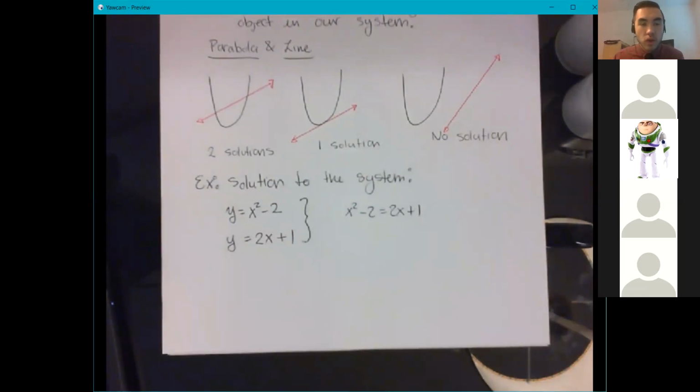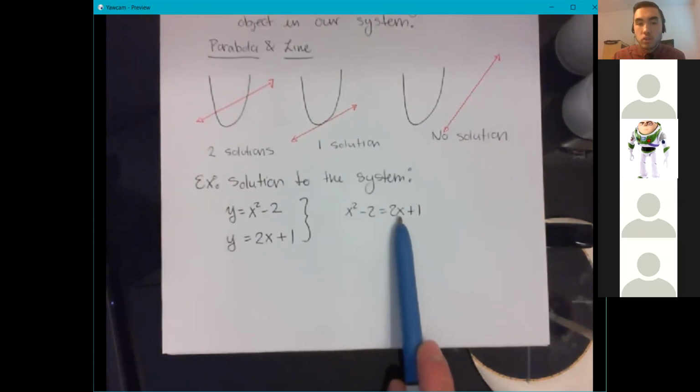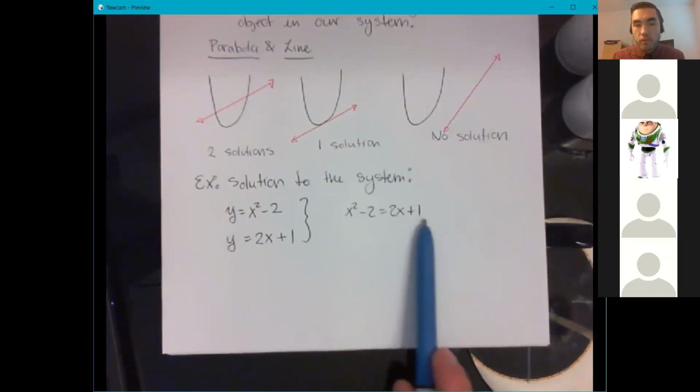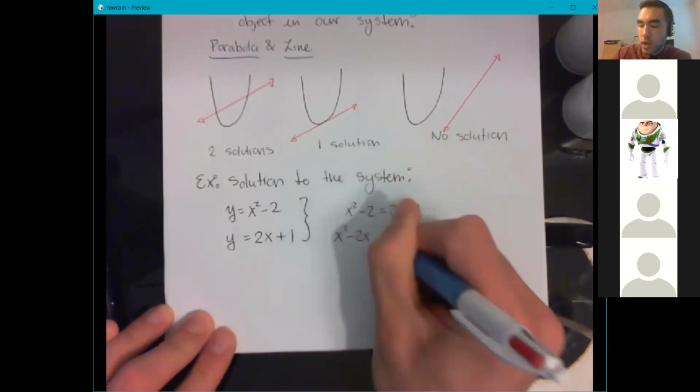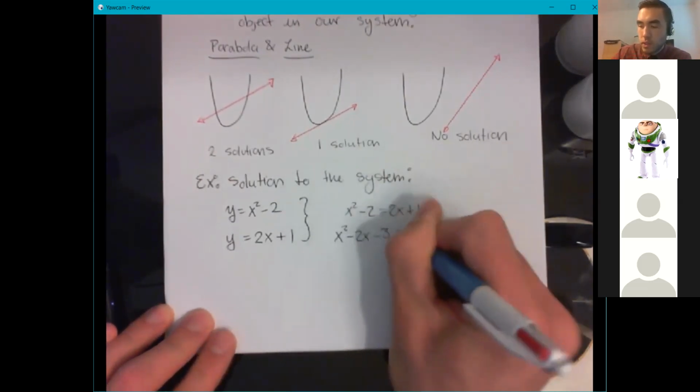And so how do I solve for x? Move 2 over and then move x squared over. Yeah, this is a quadratic equation, so I need to take this and set it equal to 0. In order to do that, I'm going to subtract 2x and subtract 1 from both sides. So that's going to give me x squared minus 2x minus 3 is equal to 0.